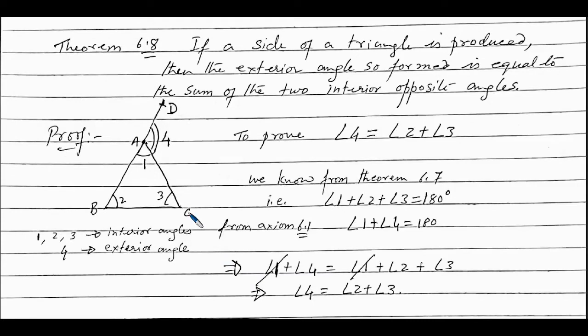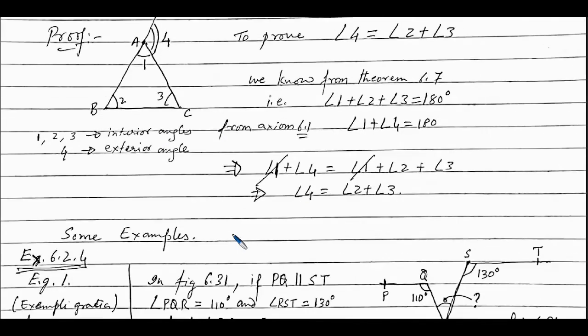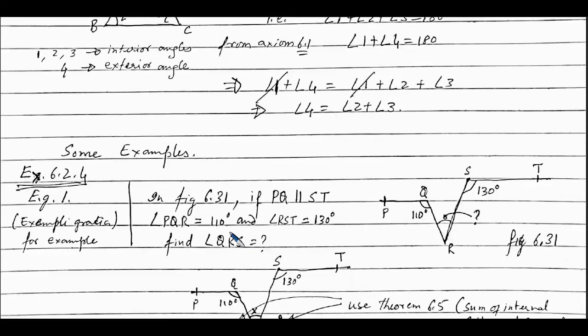It's very simple. We have to prove this theorem. Okay. We know from theorem 6.7 that the sum of all the interior angles of a triangle, angle 1 plus 2 plus angle 3, is 180 degrees. And angle 1 plus angle 4, this is a straight line, this is also 180 degrees. So now 180 and 180 is common. I can equate them. Angle 1 plus angle 4 is equal to angle 1 plus angle 2 plus angle 3. So I cancel both angle 1. So angle 4 is equal to angle 2 plus angle 3. Go through it. You can always pause. Okay. And go through it.